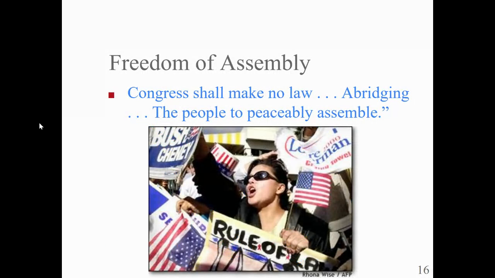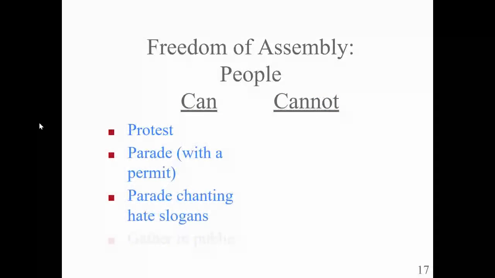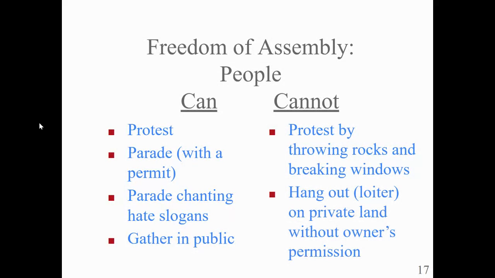All right, and so assembly, people are allowed to gather, to assemble. People can protest. It is perfectly legal to protest, like I said earlier, but when protesting, you cannot loiter, so you can't hang out on private property without permission. You cannot obviously break laws by destroying people's property.